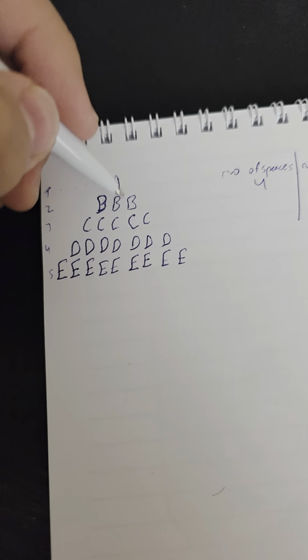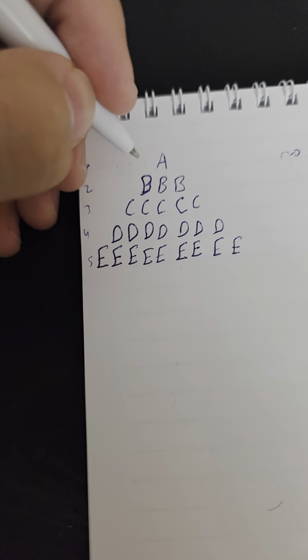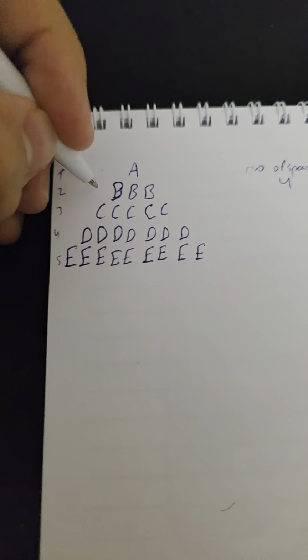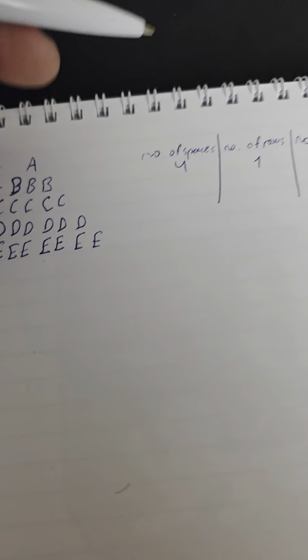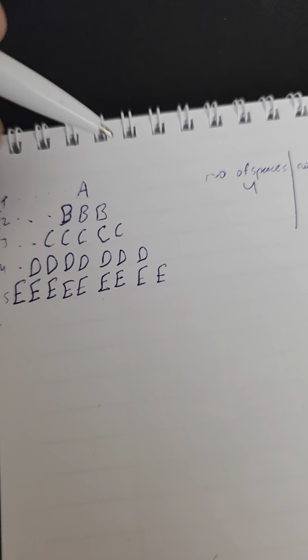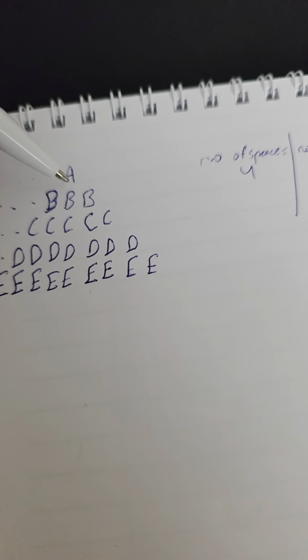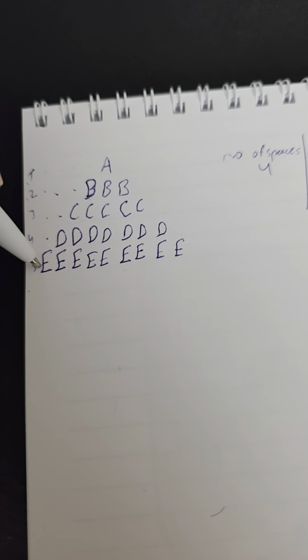So what shall we do here? The number of spaces reduces every time, so it's 4, 3, 2, and 1. The number of rows just goes plus 1: 1, 2, 3, 4, 5. And the number of letters increases by 2, so it's 1, 3, 5, 7, and 9 letters.